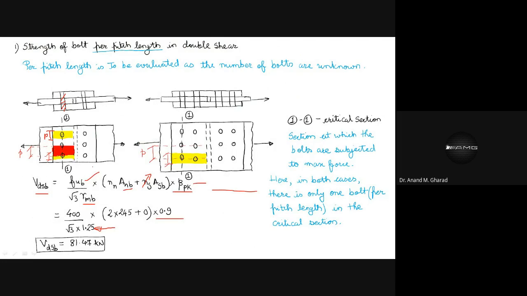Substitute that value. This is actually the reduction factor. Because we expect that, because of the presence of the packing plate arrangement, the overall strength capacity will get reduced, right? So this is the V_dsb value. You can evaluate. I hope this is correct. 81.47. If it is correct, then we will go ahead. Shall we?